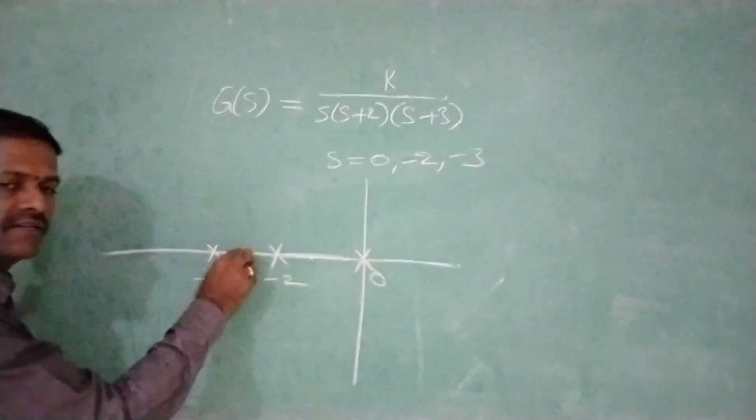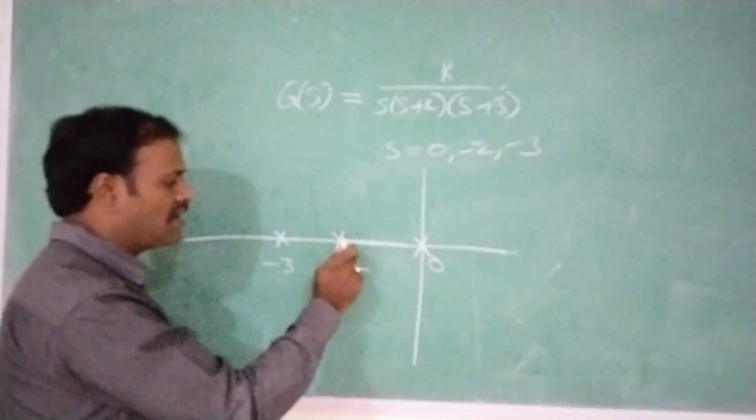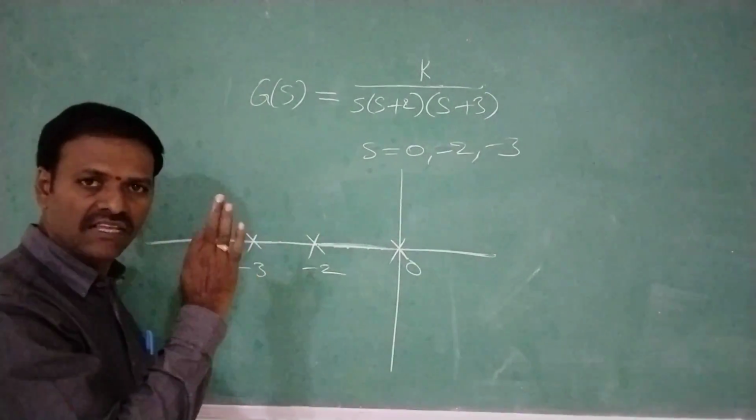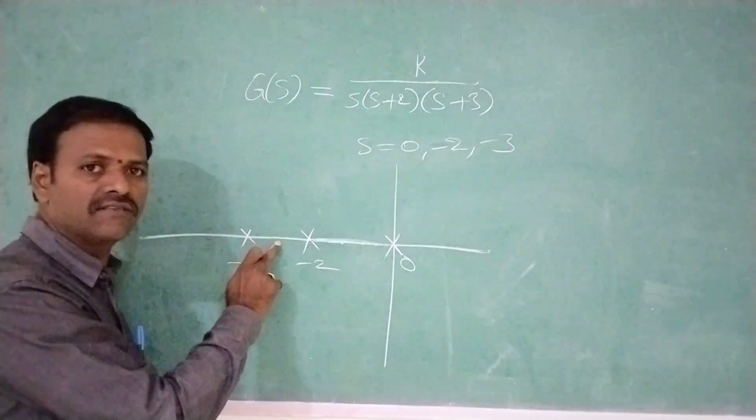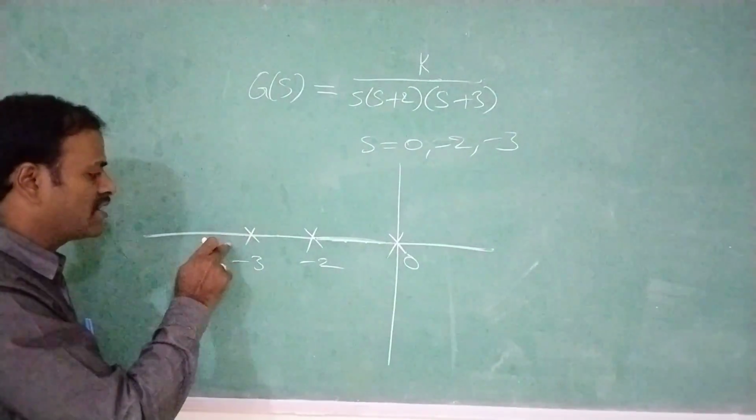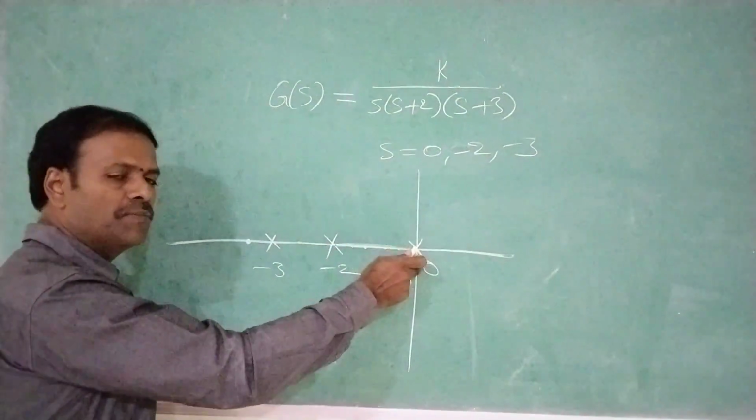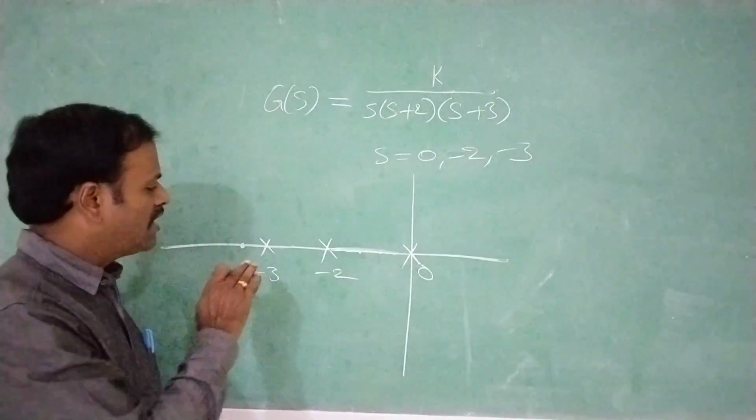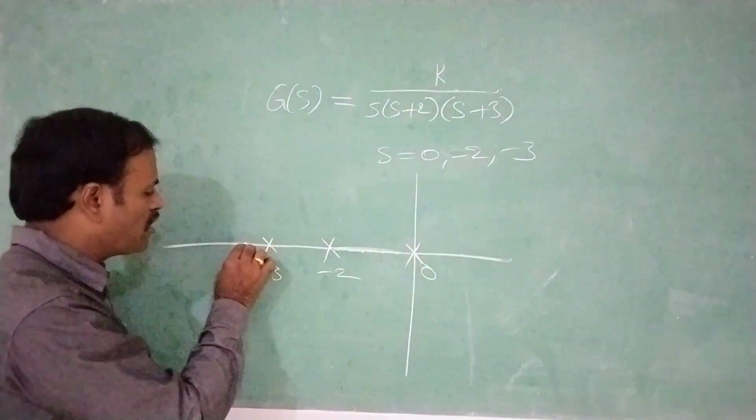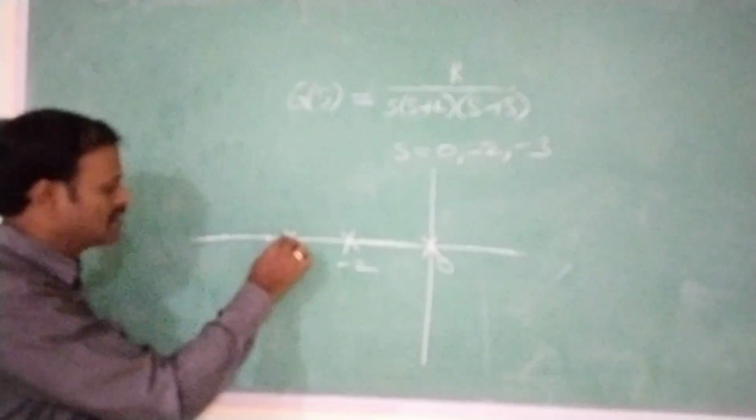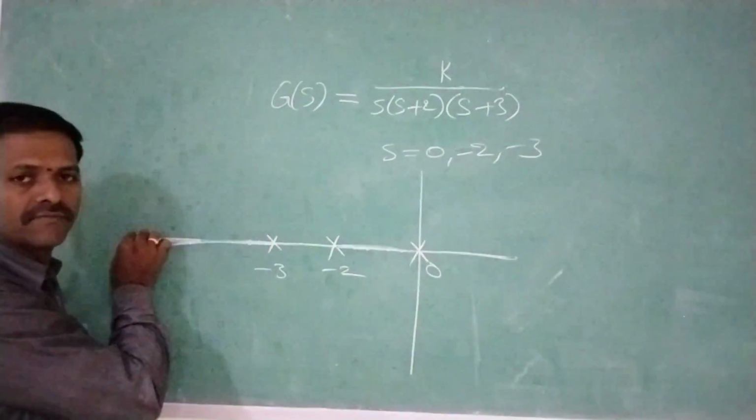Similarly, if you test a point here, then to the right of this, I have 2 poles and no zeros. Sum of the poles and zeros is 2. It's an even number. So this point doesn't lie on the root loci. Next, if you consider a point here, then to the right of this point, I have 3 poles. There are no zeros. As 3 is an odd number, this point lies on the root loci. Similarly, you may test any point up to infinite that lies on the root loci.